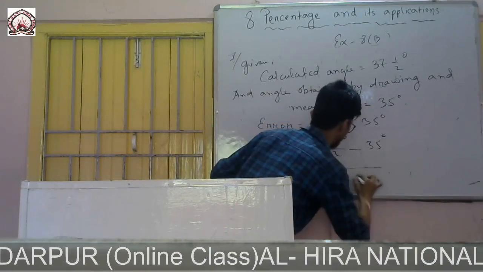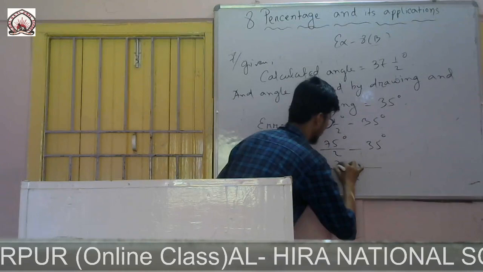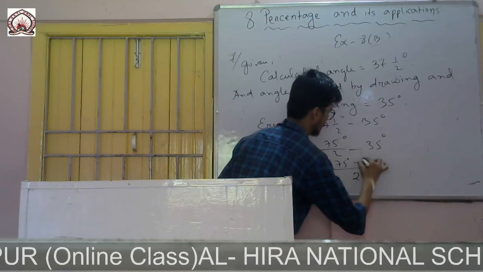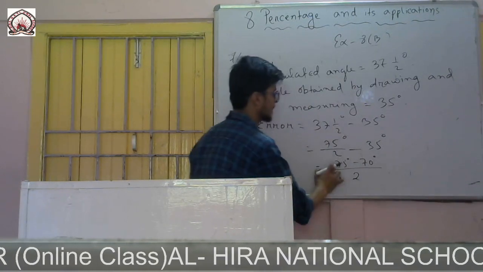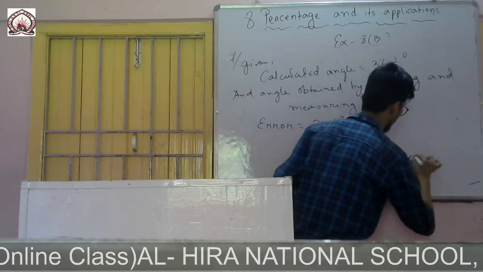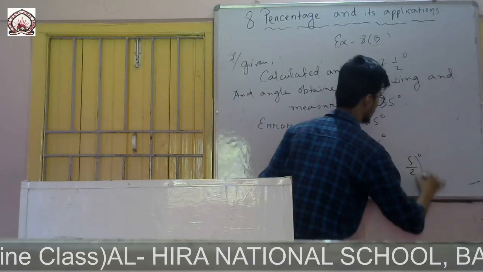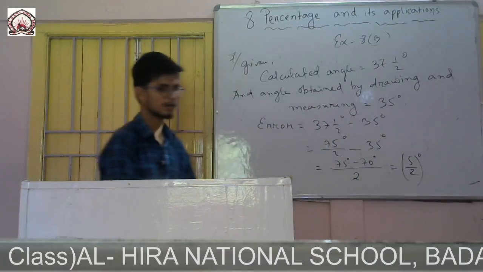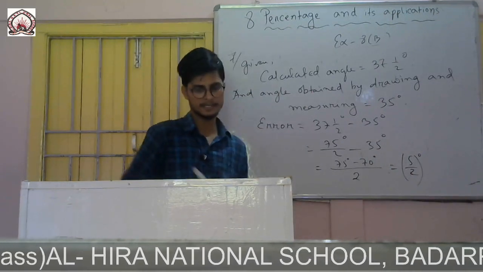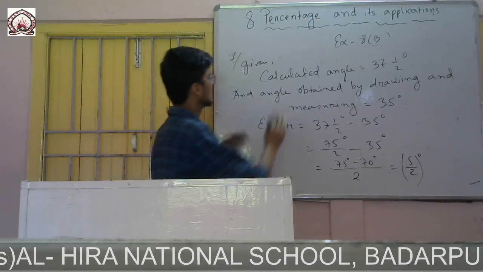So if I take the LCM, it will be 2, so 75 degree minus 35 to the 70 degree. 75 minus 70, it is 5 by 2 degree. So this is the error. The question is to find the error percentage.